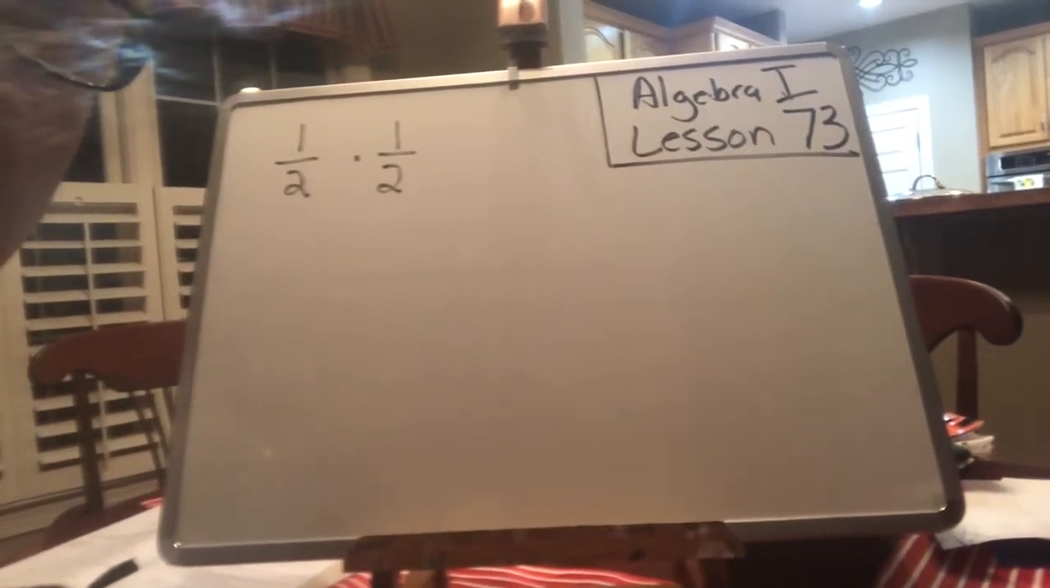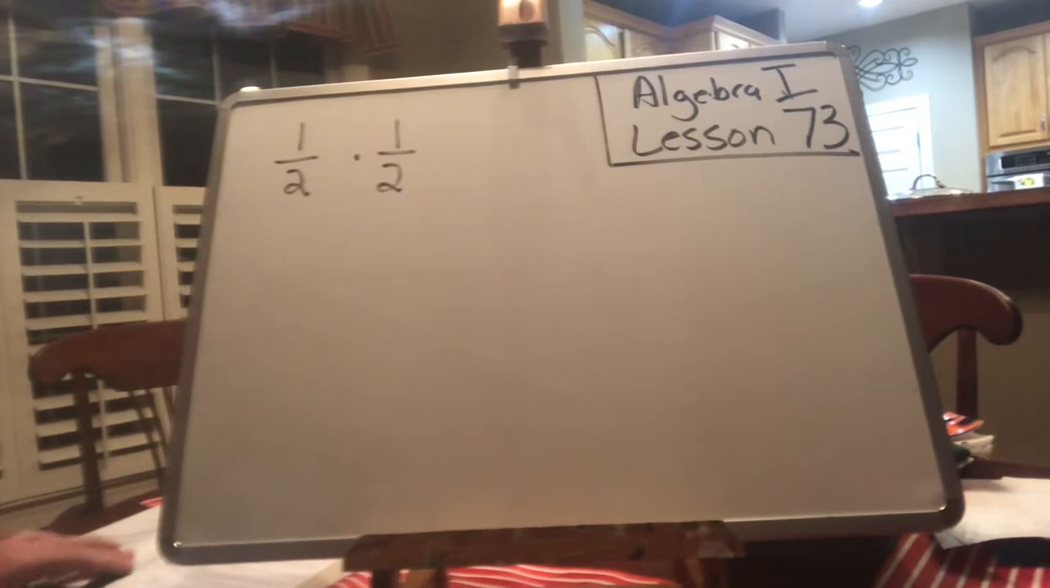Okay, I'm back with the second half of lesson 73. This one is called probability without replacement.